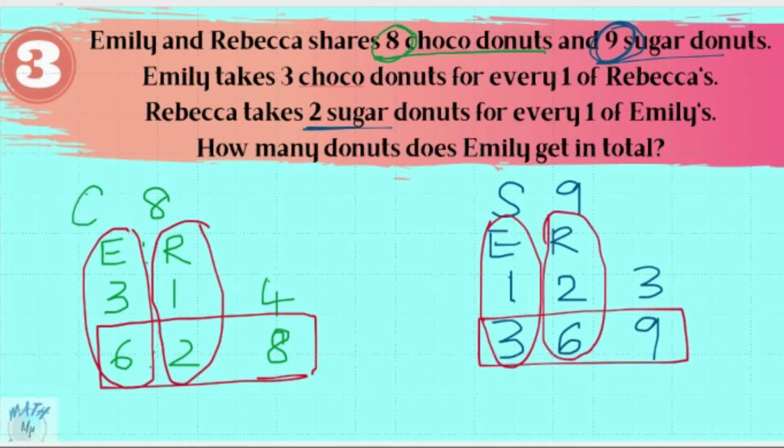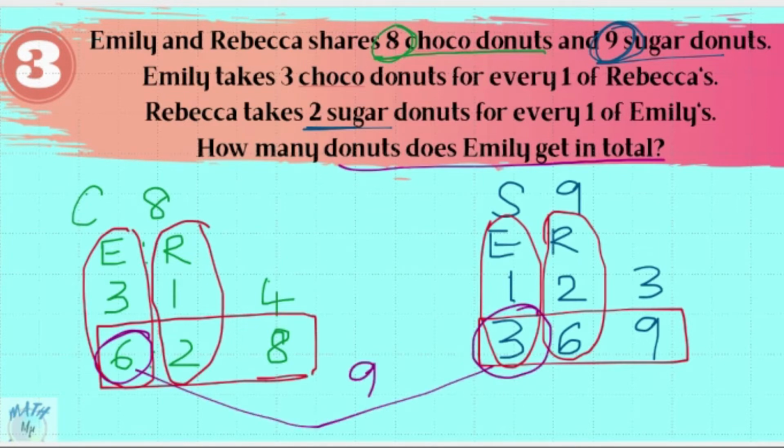So now what's the final question? How many donuts does Emily get in total? If I see both the choco and the sugar donuts, Emily gets 6 and 3. So 6 plus 3 is 9. So Emily gets 9 donuts from both the choco and sugar donuts in total.